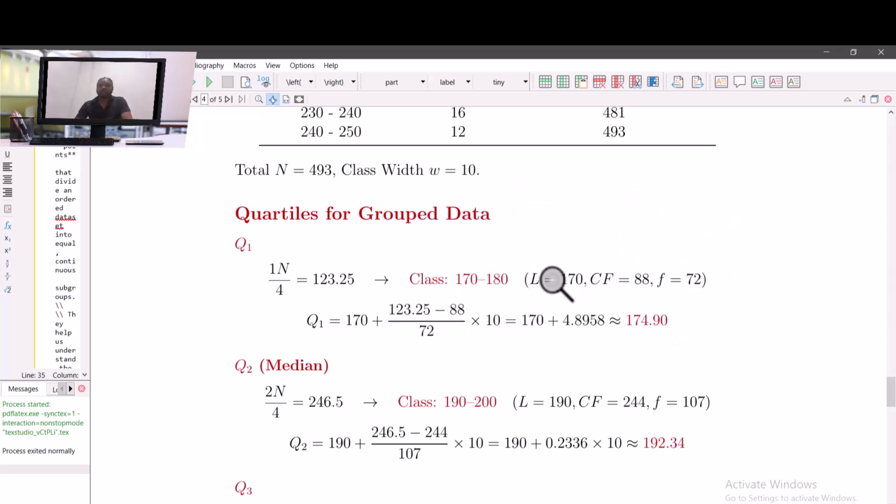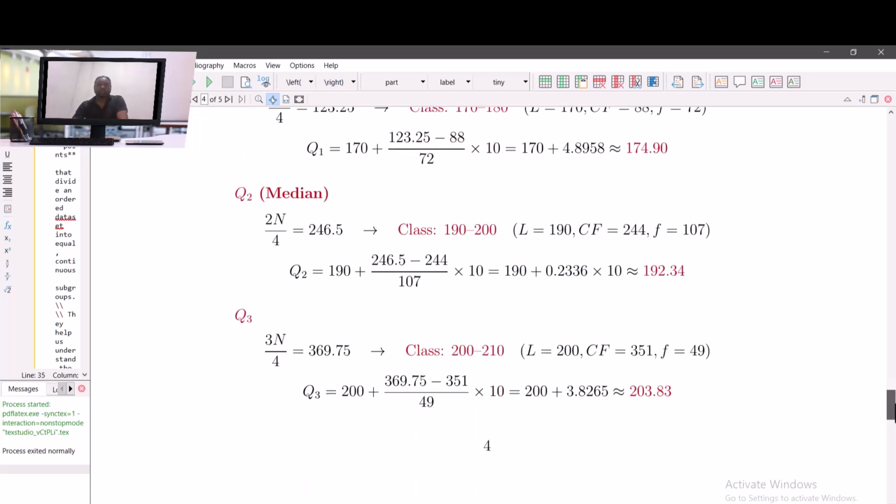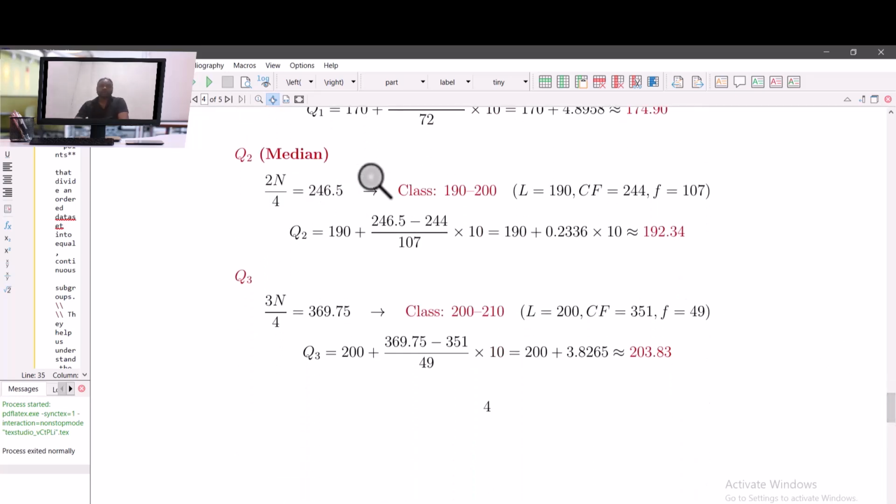Here L is the lower class boundary of that class, CF is the less than cumulative frequency preceding that class, and F is the frequency of that class. Now using this formula we obtain this number, 174.9. And the second quartile, which is the median, is obtained using this formula, right?